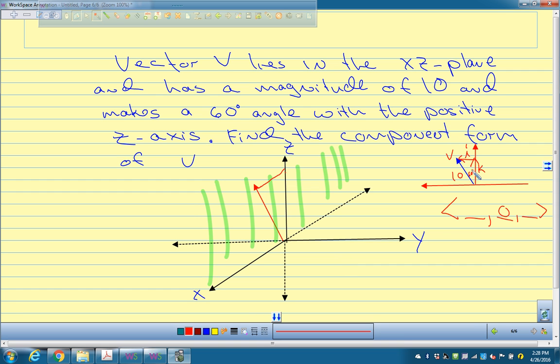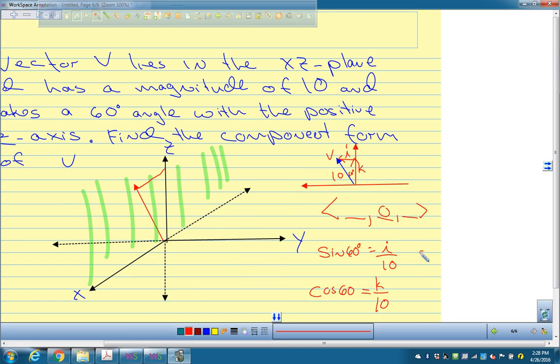Yeah, right. So I is opposite, that's hypotenuse. So sine of 60 is equal to I over 10. And the cosine of 60 is equal to what? Adjacent over hypotenuse, K over 10. Who remembers what sine of 60 is? Root of 3 over 2, okay? Almost. Mrs. Hines is going to get mad at me next year.